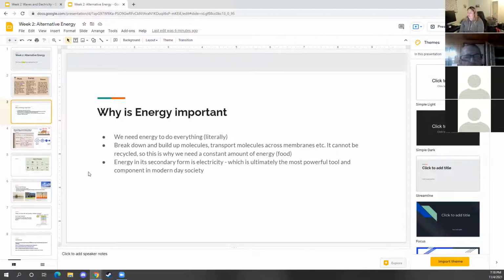Also, what's important to note here is that it cannot be recycled. That's why we need a constant supply of energy, which for us is in the form of food. We'll talk about this later on, but food is just chemical energy. That brings up another point, an idea you've probably heard before: energy can't be created or destroyed. It can only transfer forms. That is why energy is so important and so useful.